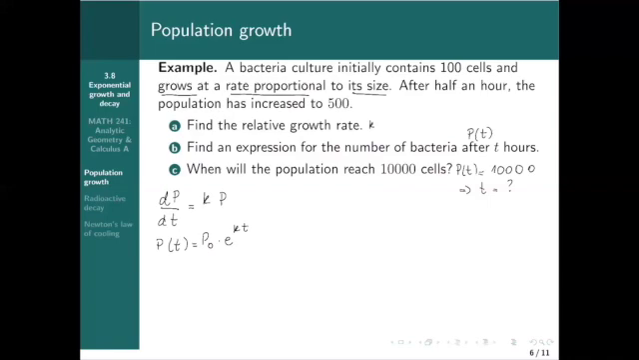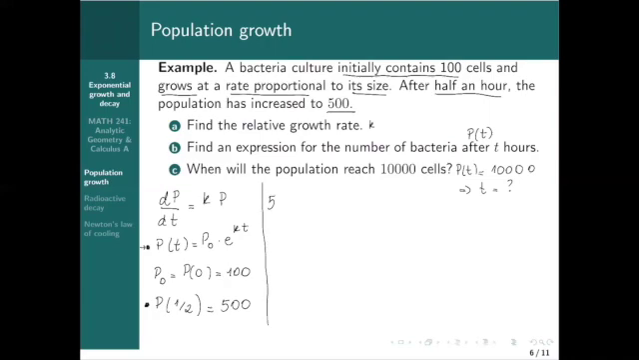We are told that initially the bacteria culture contains 100 cells, so P0 or P of 0 is equal to 100 cells. And we are also told that after half an hour, the population has increased to 500. So P of 1/2 is equal to 500. We are going to combine this information with this one. So we're going to plug T equals 1/2 and P of T equals 500 in this equation here. And let's see what we get.